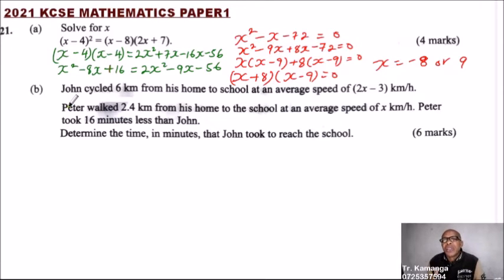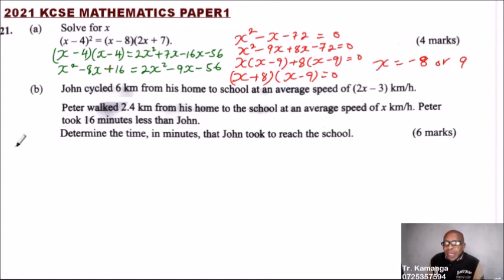Part B. John cycled 6 kilometers from his home to school at an average speed of 2x minus 3 kilometers per hour. Peter walked 2.4 kilometers from his home to the school at an average speed of x kilometers per hour. Peter took 16 minutes less than John. Determine the time in minutes that John took to reach the school.